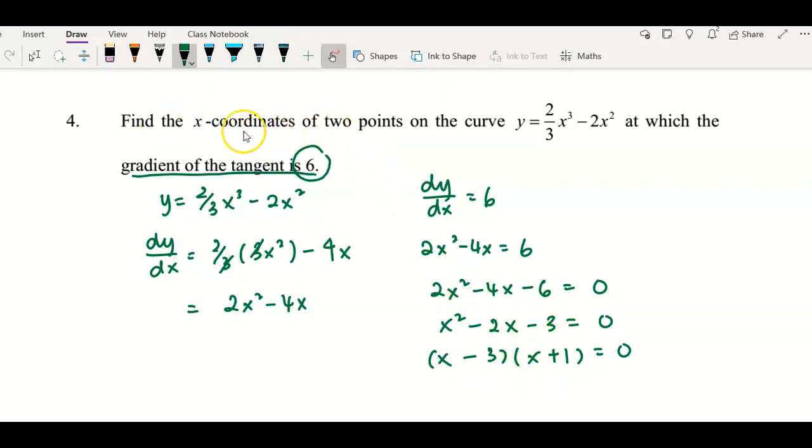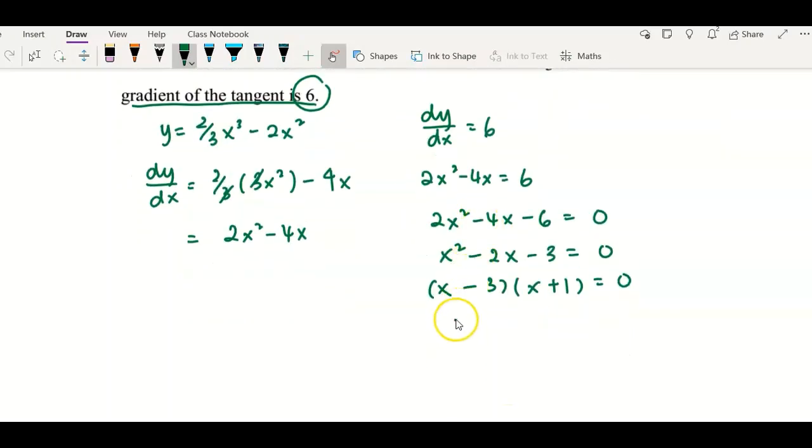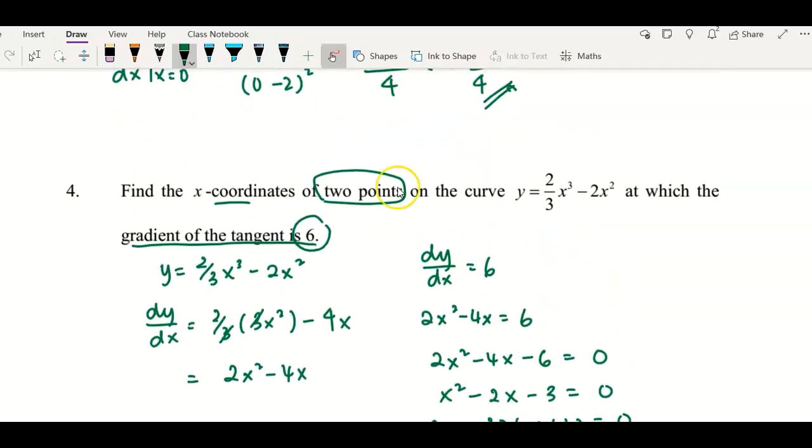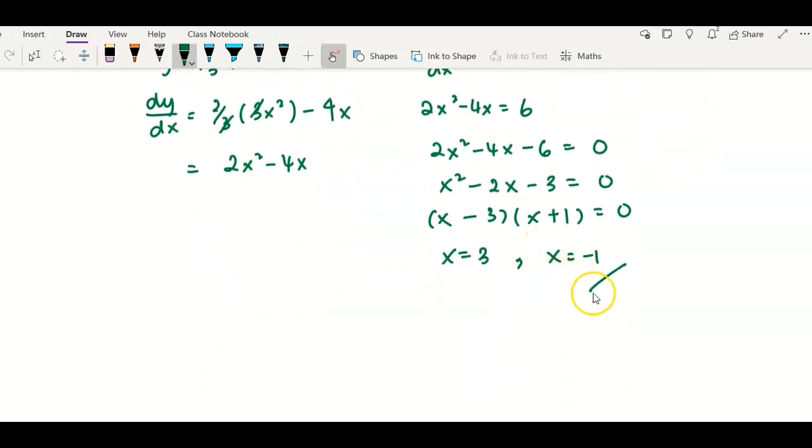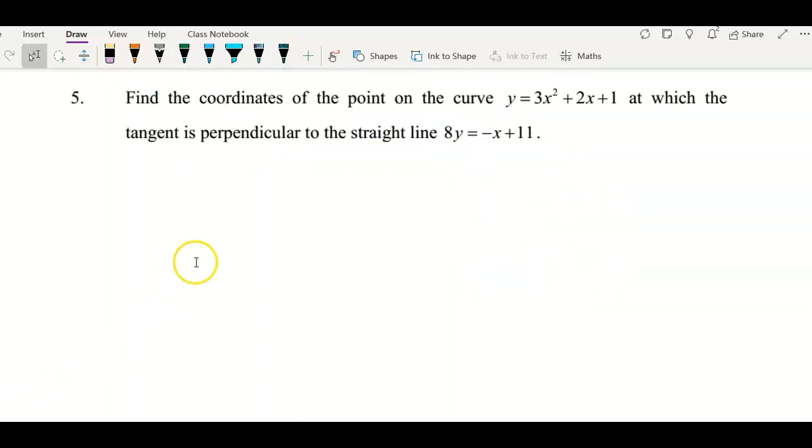So find the x-coordinate of 2 points. Yes, we got 2 answers over here. Suppose it has 2 points. We have x equals 3. The other one is x equals negative 1. Alright, since the question just asked for the x-coordinate, we do not need to find the corresponding y value. So we just leave our answer like this. One answer is x equals 3. The other one is x equals negative 1.